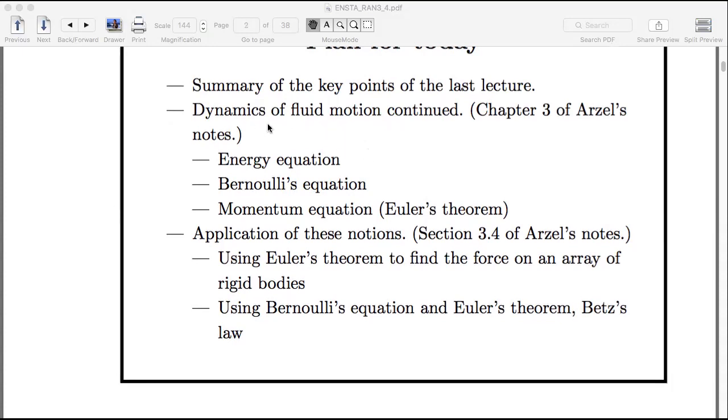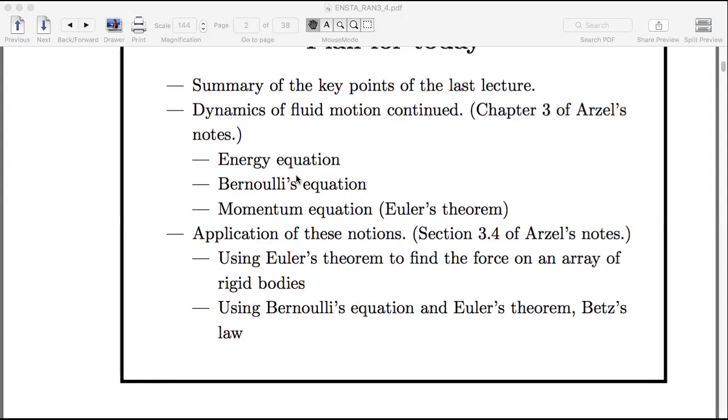Basically we've derived the most important equation, the Navier-Stokes equation. That's what we just did. And then we can apply that to derive new equations from it: the energy equation, the Bernoulli equation, the momentum equation, and Euler's theorem, which is another name for the momentum equation.